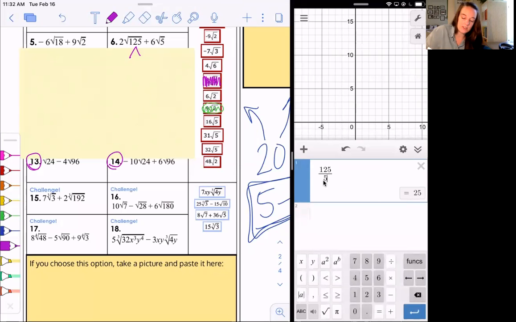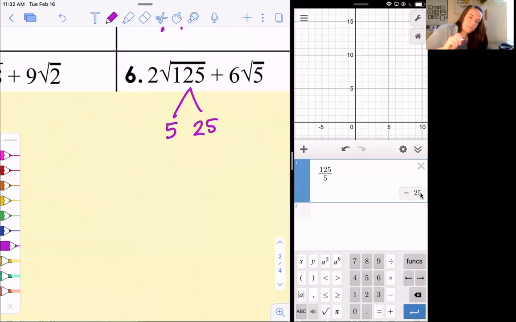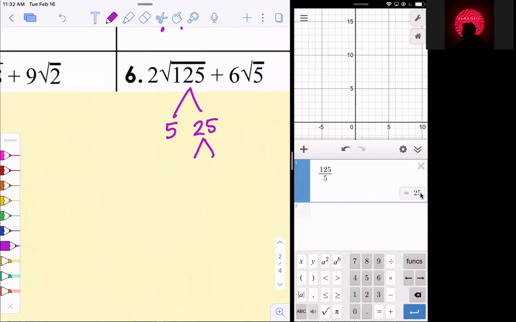So if I try dividing by something else like 4 or 10, it's going to give me a decimal. But if I use 5, it'll give me a whole number. Oh, okay. So that means 125 is 5 and 25. And then we will break up the 25. Yep. It would be 5 and 5.